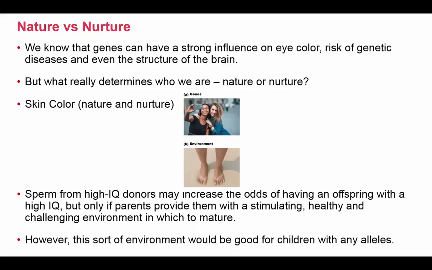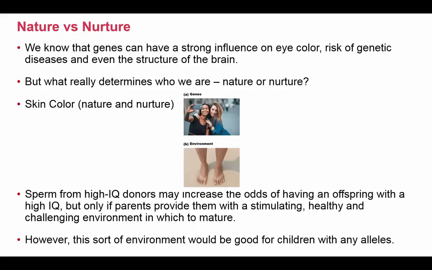Take skin color, for example. Skin color is partly determined by our genes, so the amount of melanin that's produced by melanocytes in our body is determined by our genes, but it can also be influenced by our environment because the more sun exposure you have, the more melanin you're going to produce and the darker your skin becomes. So skin color is a great example of the fact that both nature and nurture play a role in developing skin color.